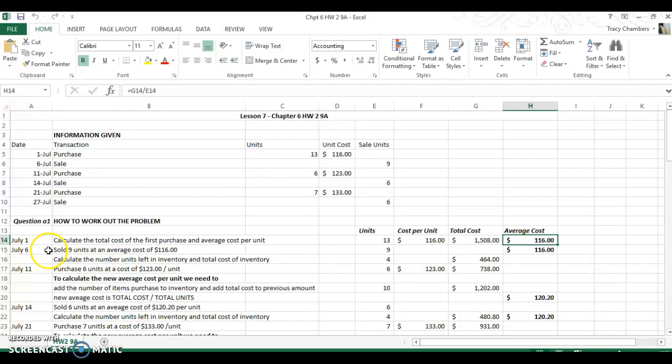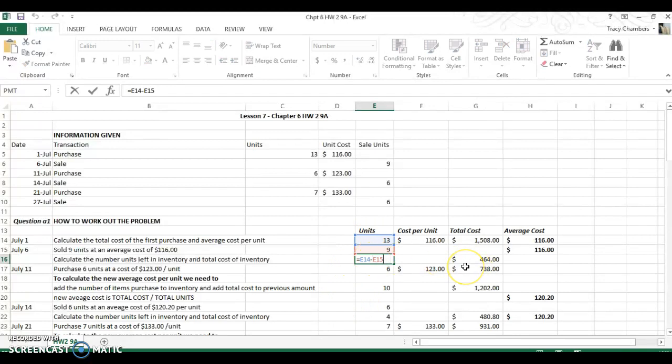On July 6th, we sold 9 units at an average cost of $116. So we sold 9 units and we're still using our average cost of $116. We have to calculate the number of units left in inventory and the total cost of the inventory. So the way I did that was I did a calculation here where I subtracted 9 from 13. And I got my answer of 4. And then 4 at an average cost of $116 gives us $464.